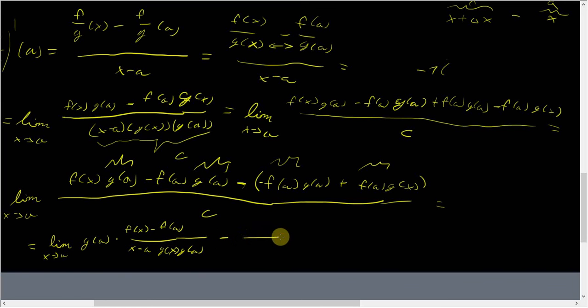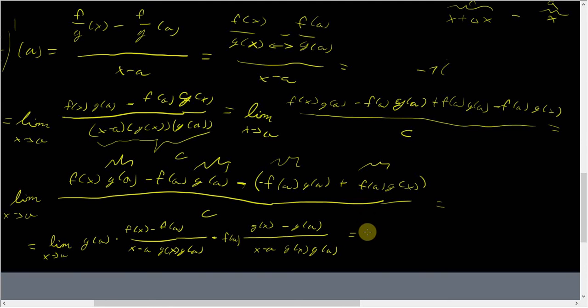Minus, let's not make a mistake here, so I should have put f of a there. Just erase that quickly. So minus f of a times g of x minus g of a divided by x minus a times g of x times g of a.